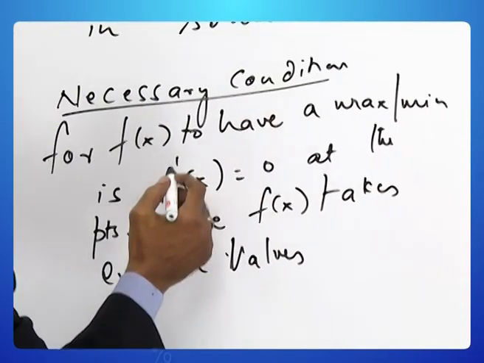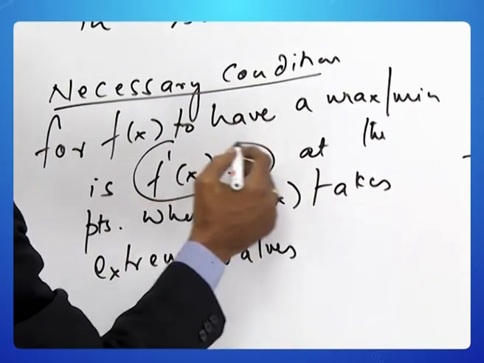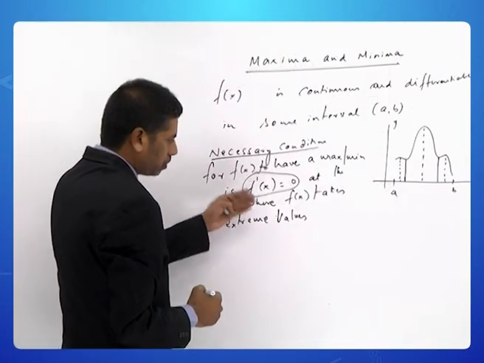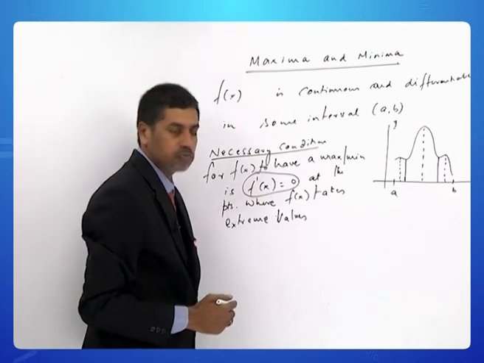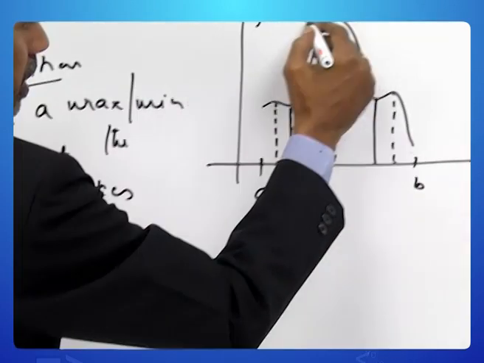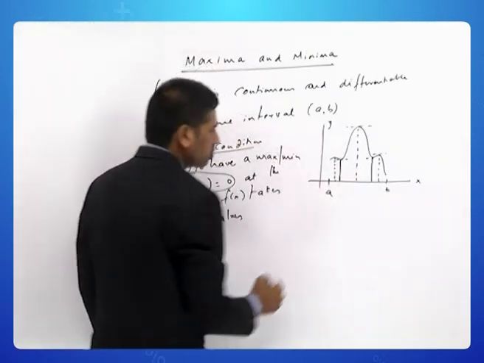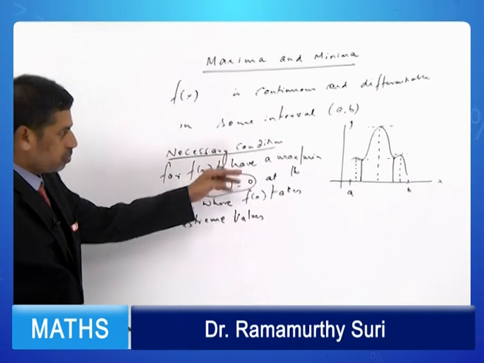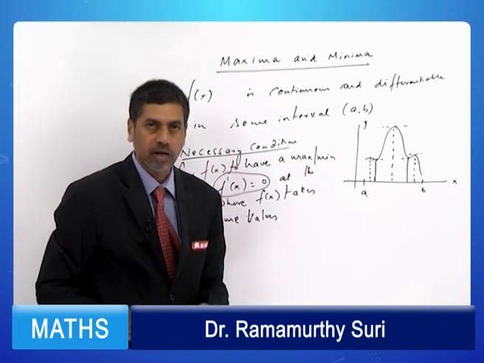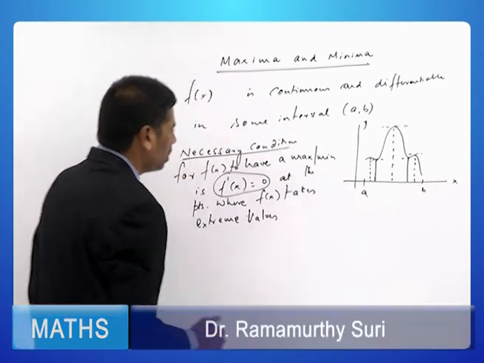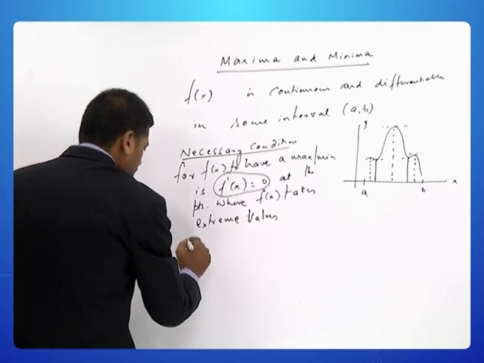So the necessary condition is that the first derivative of the function should be equal to 0 at the points where the function takes extreme values. This means the points where it attains maximum or minimum. All of us know f dash x is equal to 0 means tangents at those points are parallel to the x-axis.